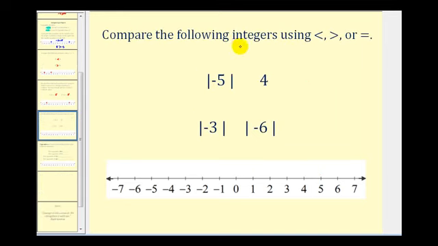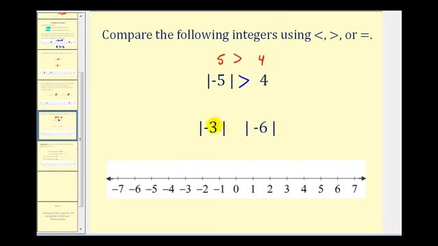Let's go ahead and do a couple more comparisons using less than, greater than, or equal. To do this, I recommend evaluating the absolute value first. The absolute value of -5 is 5 because -5 is 5 units from 0. So we're really comparing +5 and +4. Well, of course we know that 5 is greater than 4, so we use the same inequality to compare the absolute value of -5 and +4.